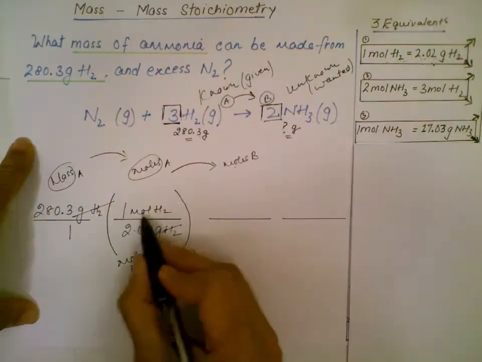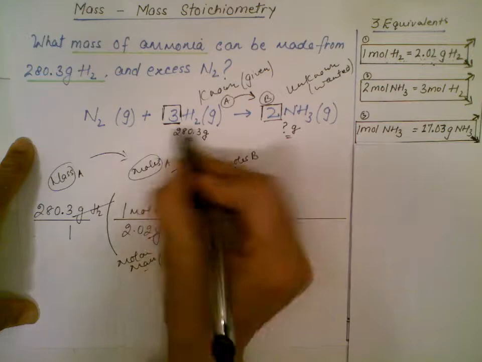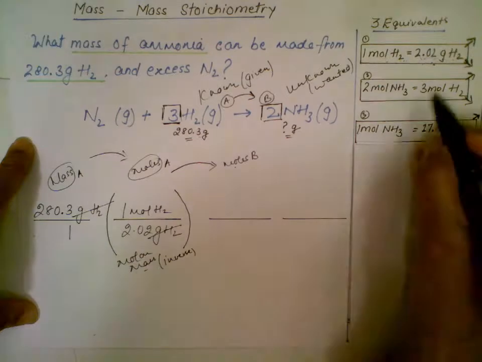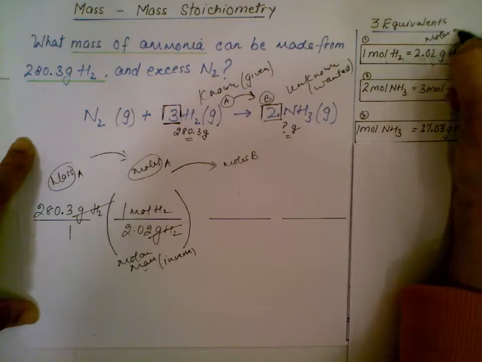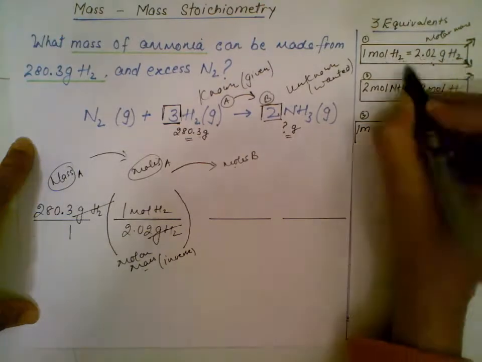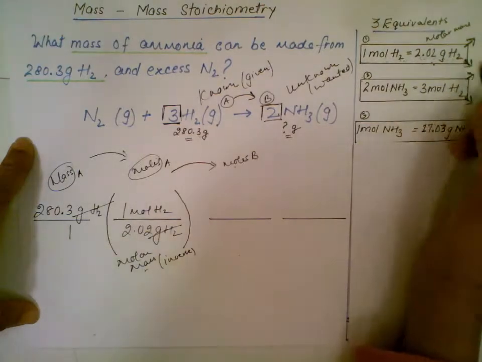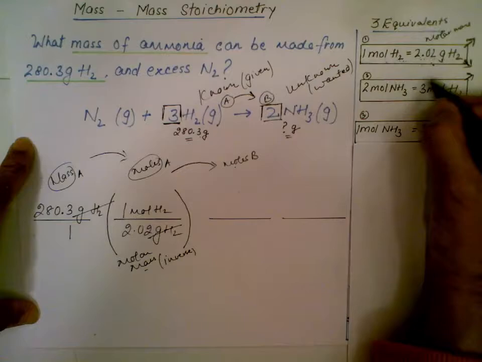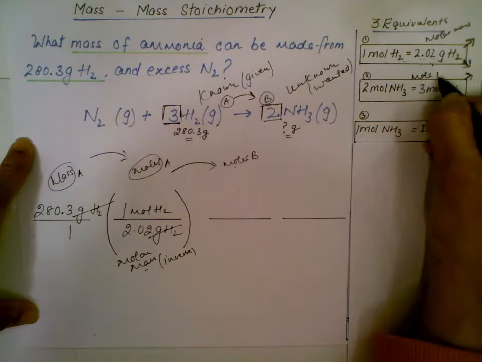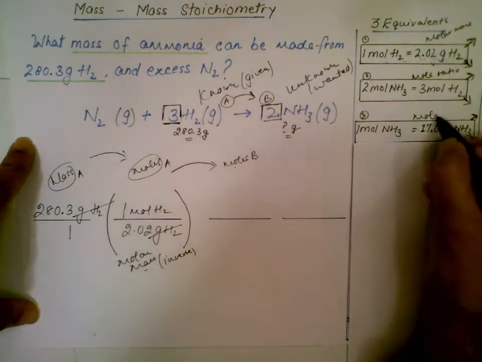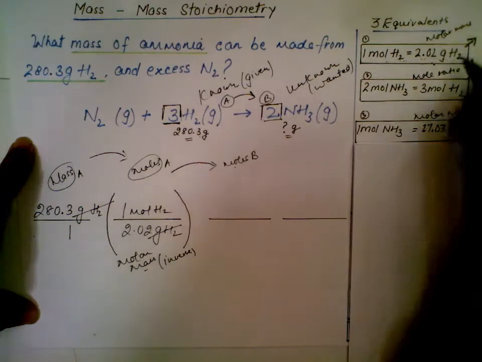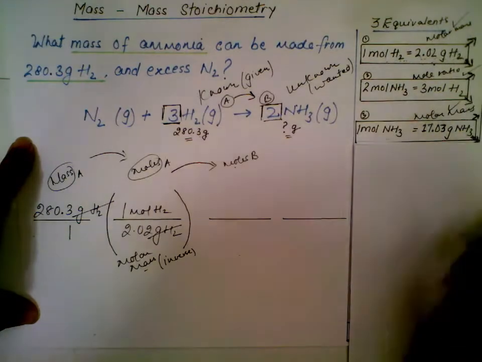So we want to get rid of moles of hydrogen. I'm going to write this one at the bottom. And here again, this one is the molar mass fraction. This equivalent, you make a molar mass fraction from here. From here, you make a mole ratio conversion factor, and from here you again make a molar mass conversion factor. So 1, 2 and 3 conversion factors.